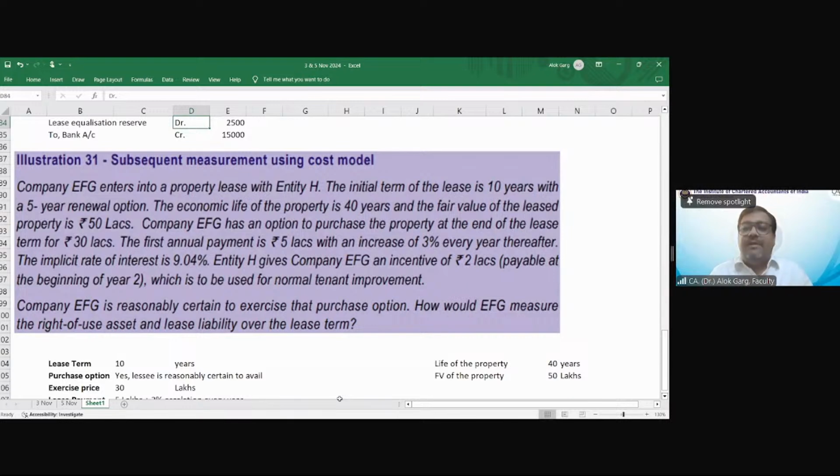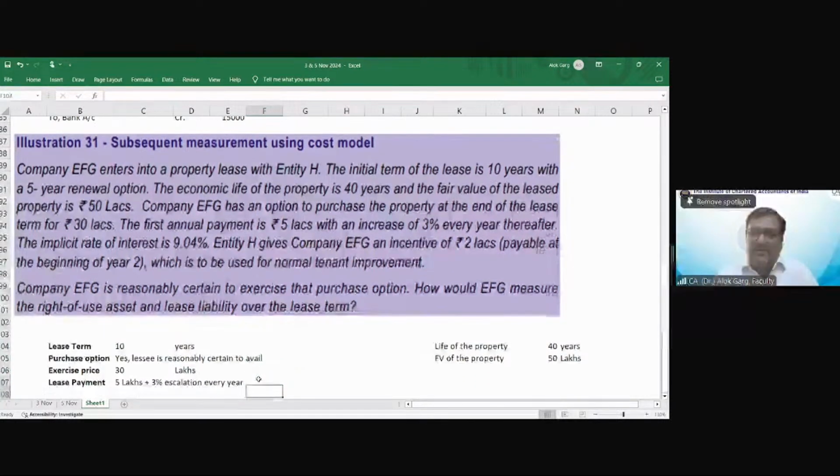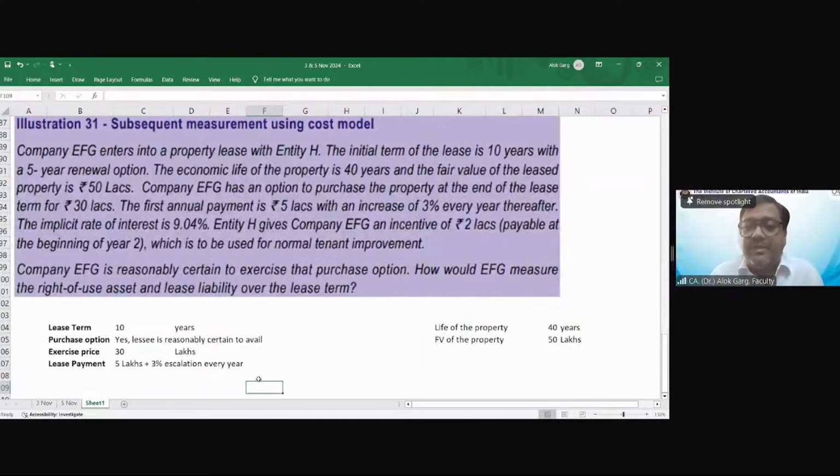Assuming the same question has come in the exam, with no advance and nothing given: first annual payment is 5 lakh with an increase of 3% every year thereafter. Implicit rate of interest is 9.04%. Entity H gives company EFG an incentive of rupees 2 lakh. Lease incentive is also given in this question.